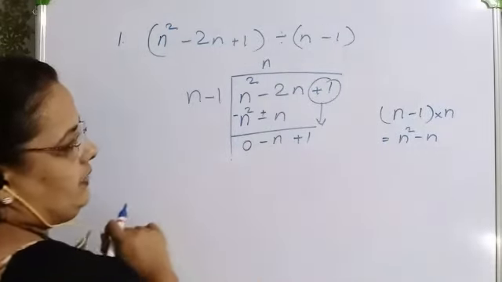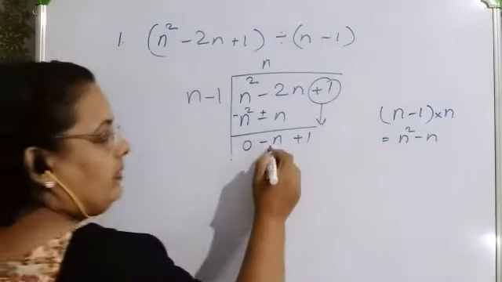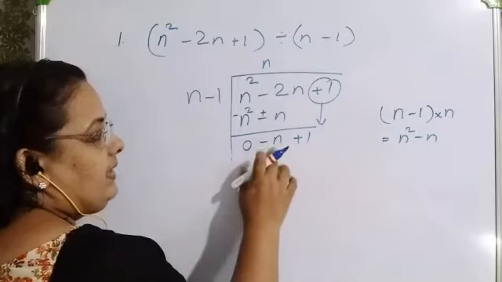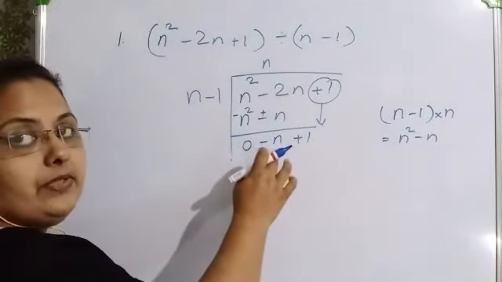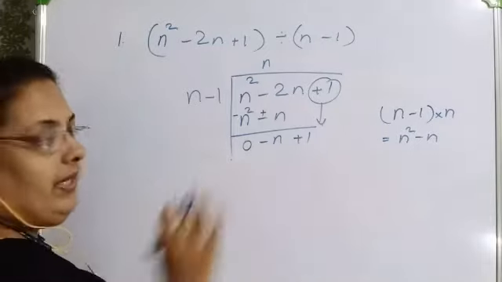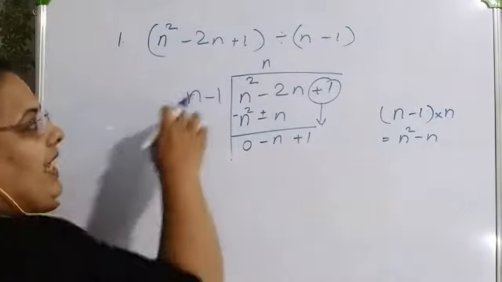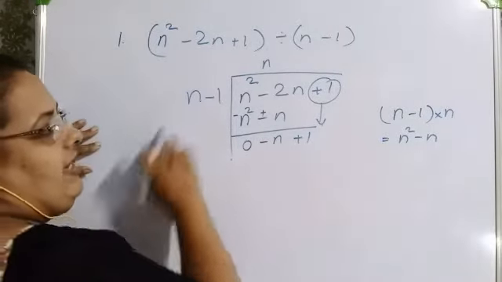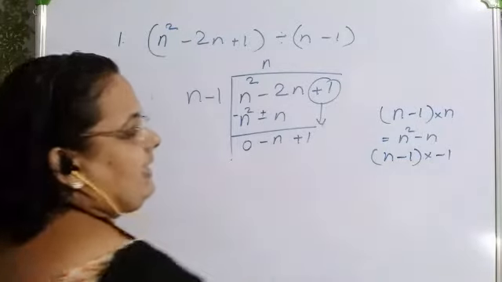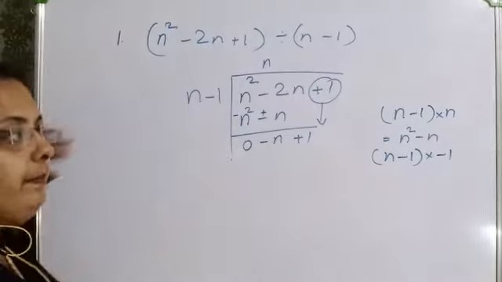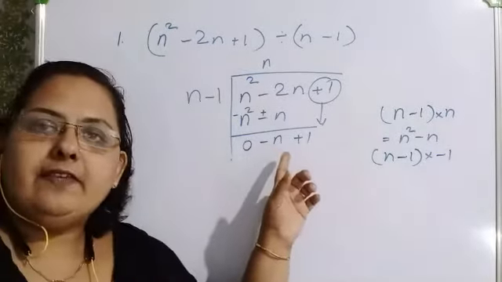Now n minus 1. What shall be multiplied with n minus 1 to eliminate this minus n? Now the next thing is, this minus n we have to remove. So for that, what should be multiplied to make the first term negative n? You have to multiply it with negative 1. Is it clear? We have to remove negative n.